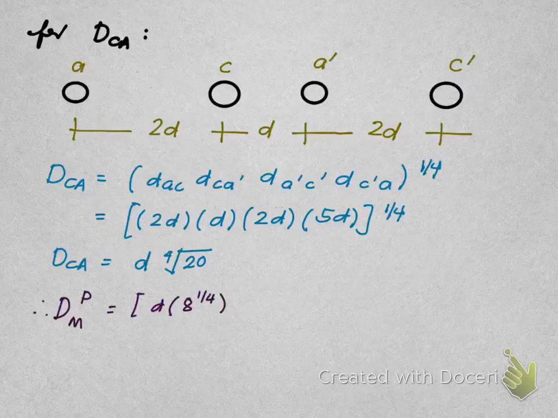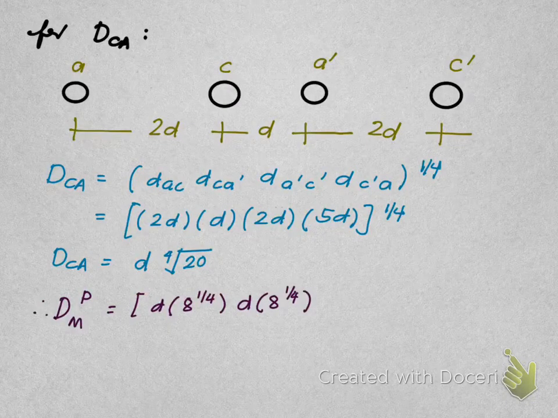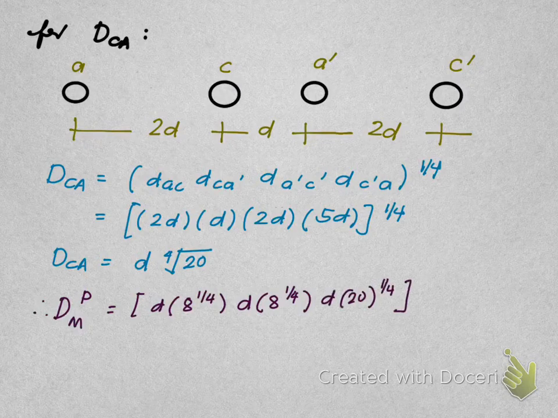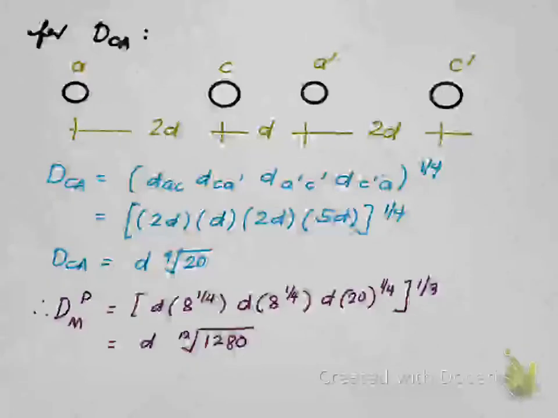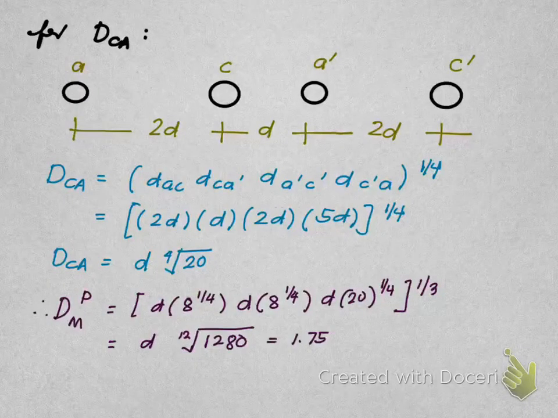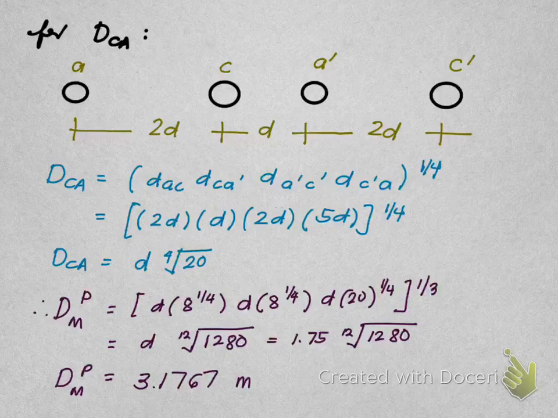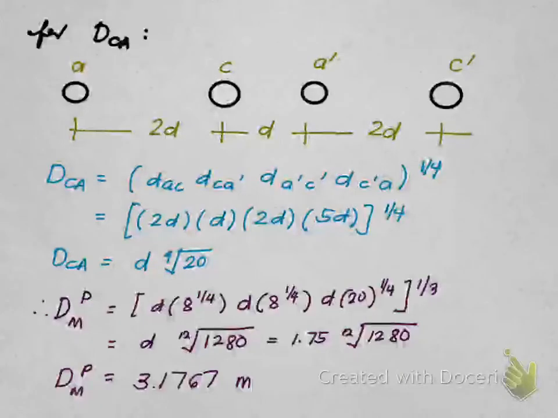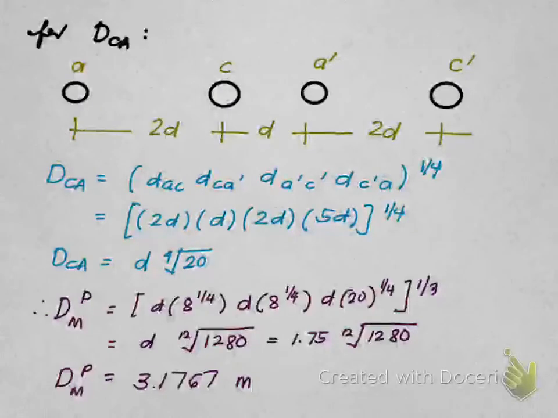So we are now ready to get the value of DMP for DAB, and then DBC and DCA raised to 1/3. And it will give us a value of this. Your D is replaced by 1.75, then 12th root of 1280. DMP is 3.1767 meters. Now we're down to another one variable, which is DSP.